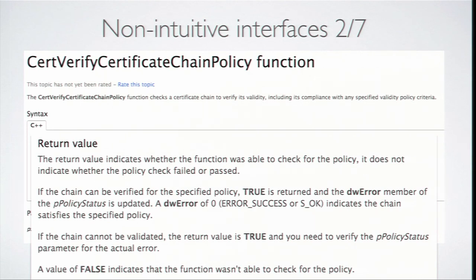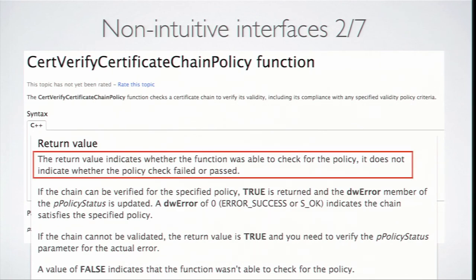If the chain can be verified for the specified policy, true is returned, and the dwError member of the pPolicyStatus is updated. A dwError of 0 indicates the chain satisfied the specified policy. How many of you think any developer at Microsoft has gotten this right, but people routinely screw this up? Because again, who would think that you have to check for multiple values inside of structs to see if something that is important, is my web server who I think it is, actually verified? Because that's the thing we're checking here.